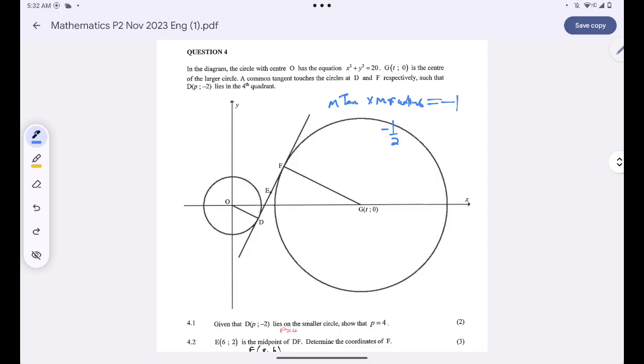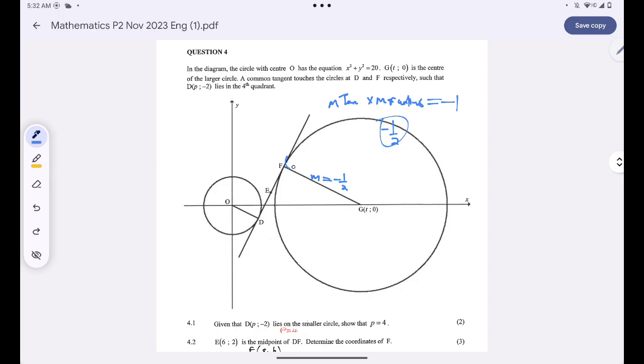If you have perpendicular lines and you have the gradient of one line, to find the gradient of the other line, just flip the gradient that you have, flip it around, change the sign. So this is the gradient of my tangent. The gradient for line FG is equal to negative half. Are you together?